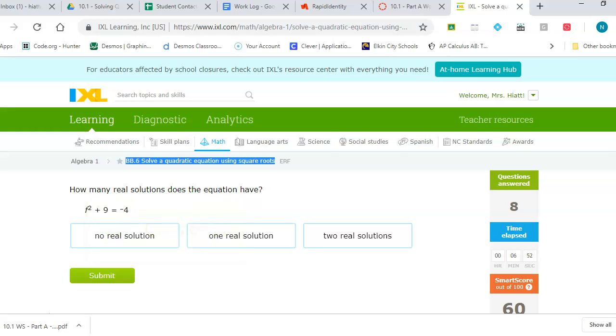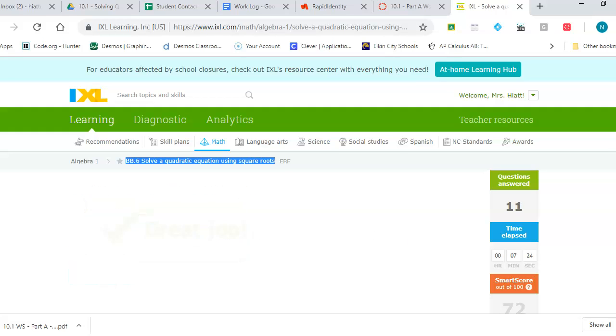Okay, this one says how many real solutions does the equation have? f squared minus 9 equals negative 4. So for this one, if I subtracted 9 from both sides, I'd get f squared equals negative 13. And negative 13, I cannot take the square root of, so I'd put no real solution. And I continue on. This one says how many real solutions again? m squared plus 1. When I move the 1 over to the other side, it becomes negative, so that one is no real solution.